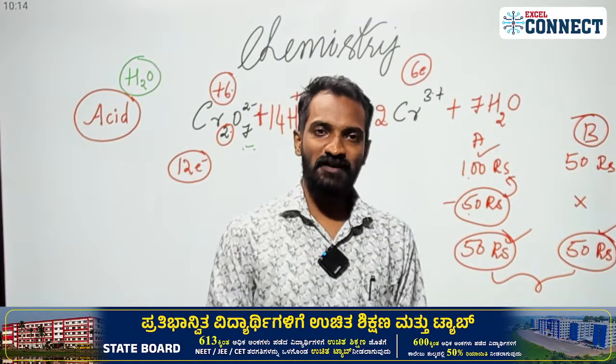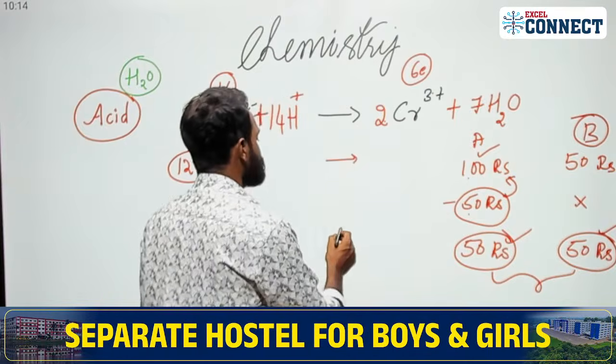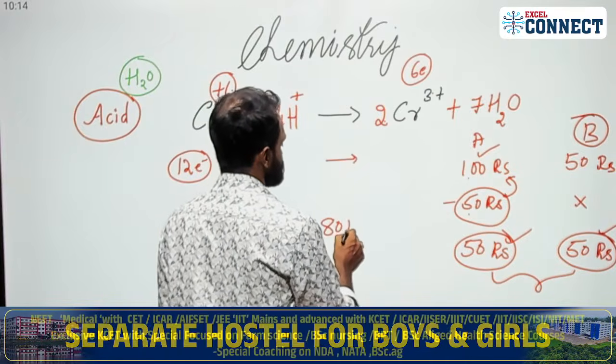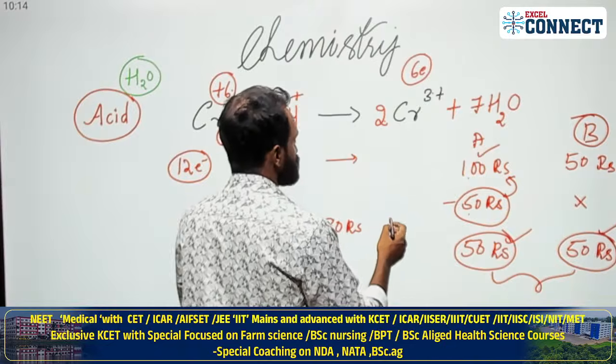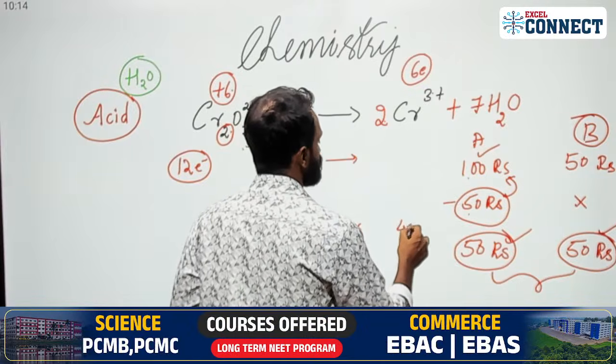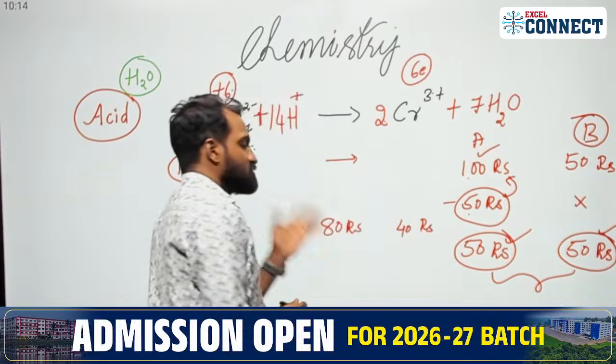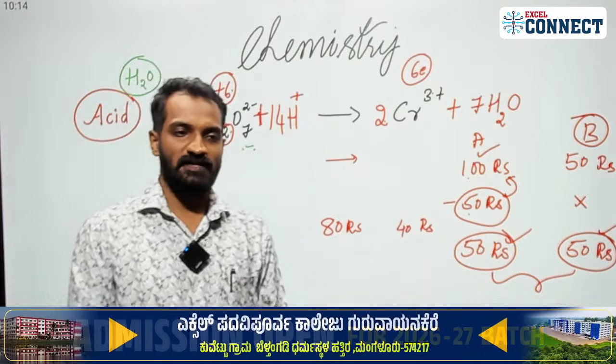Do you get my point? For example, to one person I should give 80 rupees. Another person I should give 40 rupees. I owe them actually. I must give this money back to them. Clear?